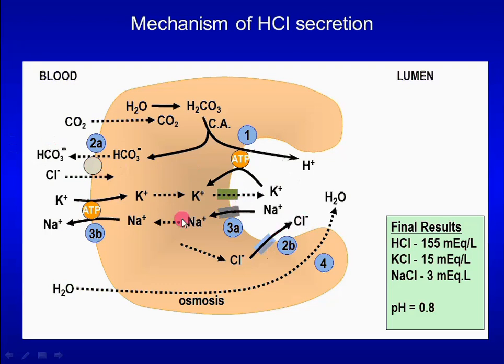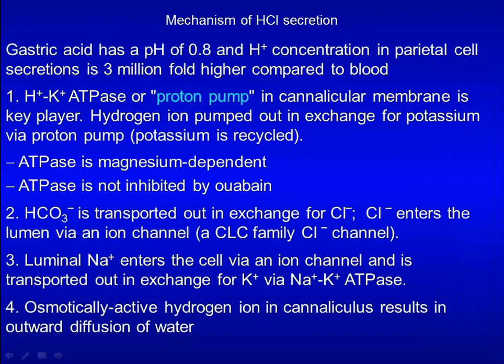Luminal sodium enters the cell and is transported across the basolateral membrane in exchange for potassium through sodium-potassium ATPase. Water passes into the canaliculi by osmosis. The end result is high hydrochloride and low sodium chloride concentration, low pH in the gastric acid. In addition, gastric acid is isotonic. This information is summarized in this slide.